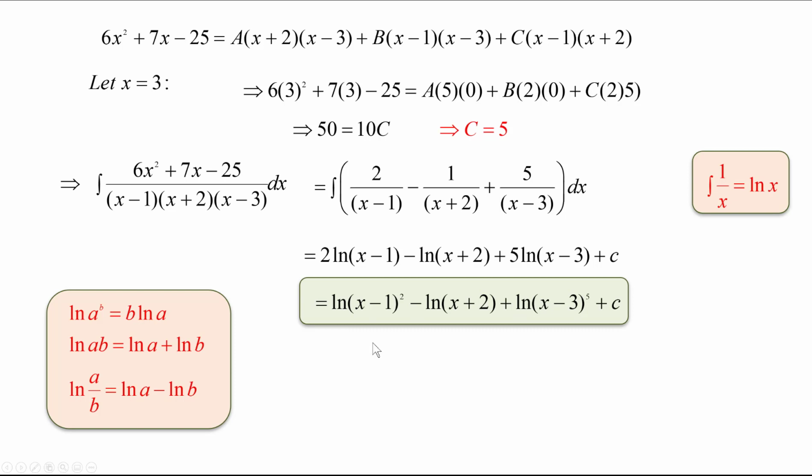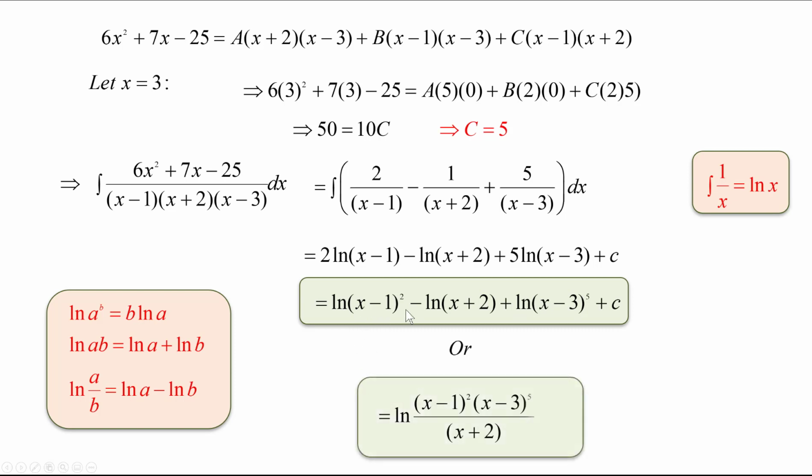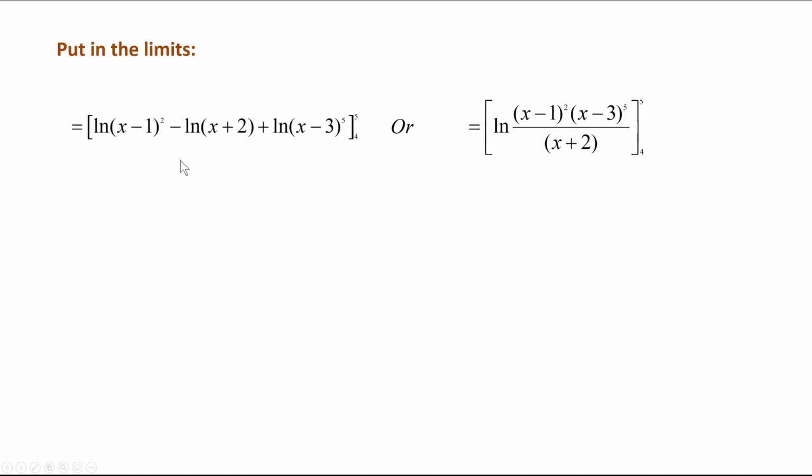So if we use these rules of logs, we can write the final expression as log of x minus 1 squared times x minus 3 to the power of 5, over x plus 2. The last thing we need to do now is put in the limits.